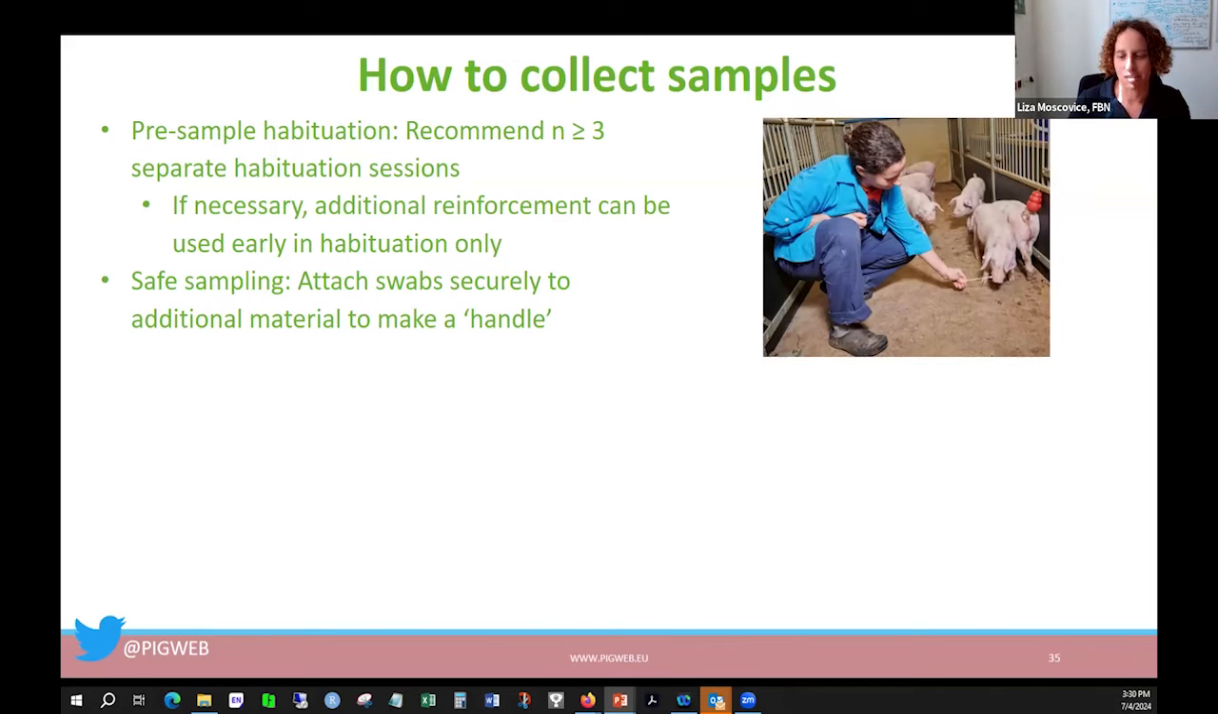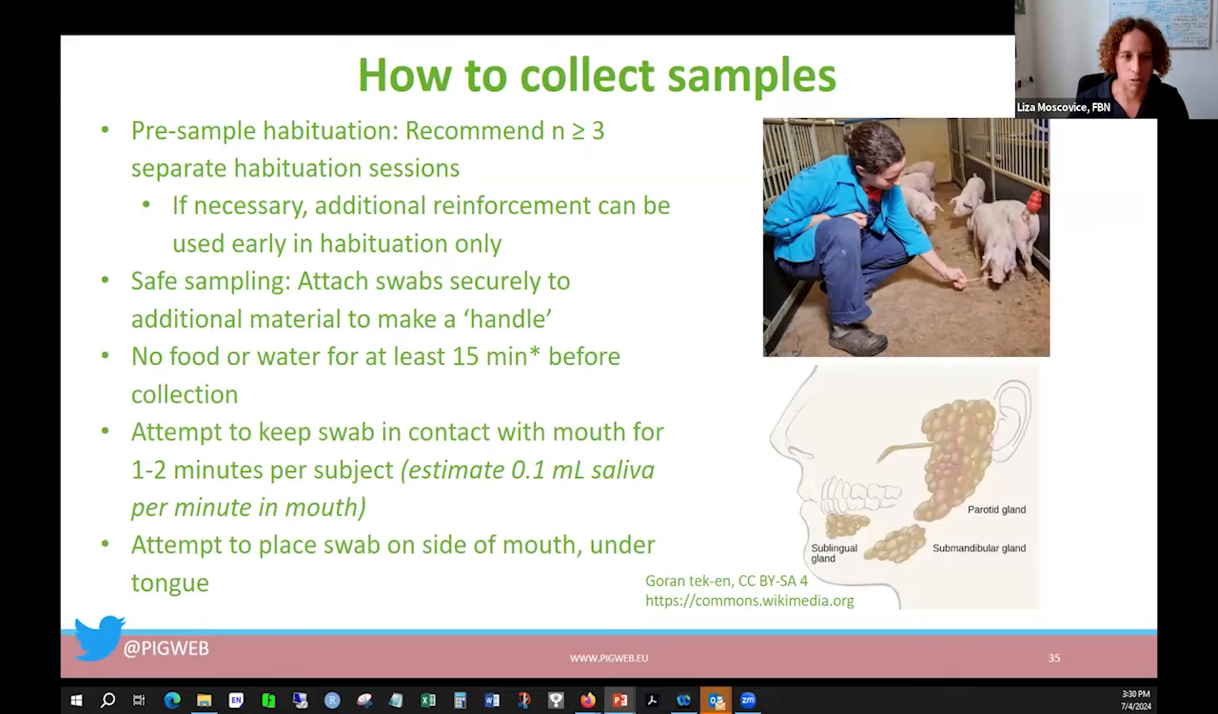Safe sampling, just be careful, make a handle. Don't get your hand near the pig's mouth. Everyone who works with pigs knows why that's important. So we tape the swab really securely to some wood dowels. You can also use a surgical clamp, but then you have to clean that in between different samples from different animals. Typically for our experiments with the within subject design, we, of course, want specific samples from specific individuals, and so we need to make sure that each sample is specific to an animal that's usually identified somehow with a back number.